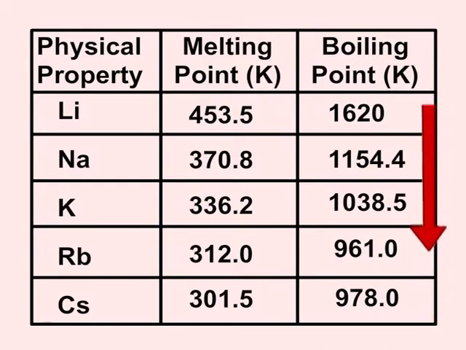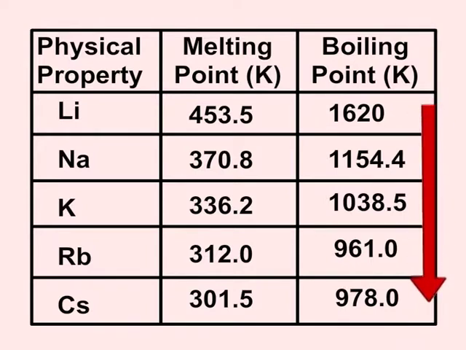1154.4 Kelvin. Melting point of potassium is 336.2 Kelvin, while boiling point of potassium is 1038.5 Kelvin. Melting point of rubidium is 312 Kelvin, while boiling point of rubidium is 961 Kelvin. Melting point of cesium is 301.5 Kelvin, while boiling point of cesium is 978 Kelvin.